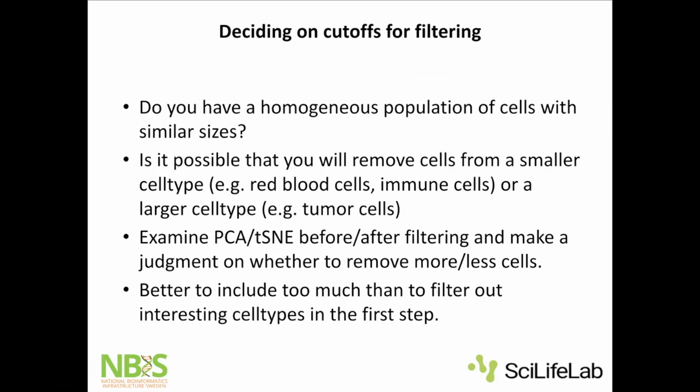So when it comes to filtering, how do we decide cutoffs? As I've mentioned, if we have one cell type, you expect more of a homogeneous profile for your whole distributions. You expect sort of the same number of genes, sort of the same proportion of mitochondrial reads and so on for all cells in your sample. And then you can do fairly strict filtering on those distributions.